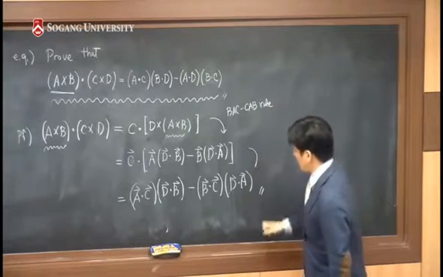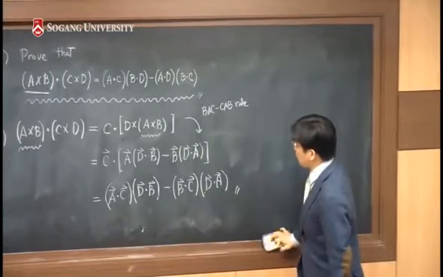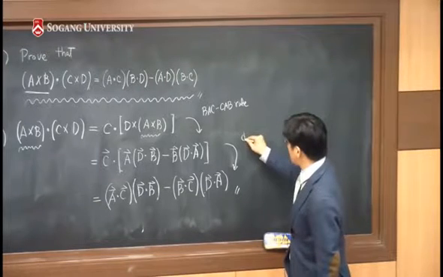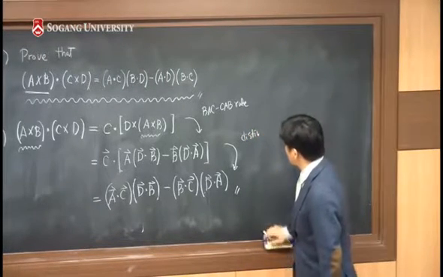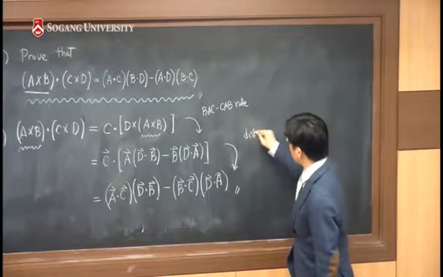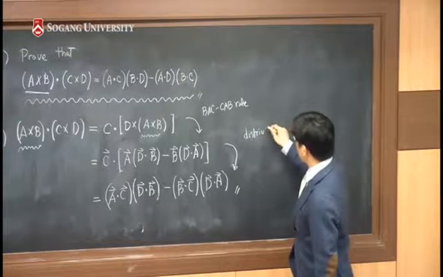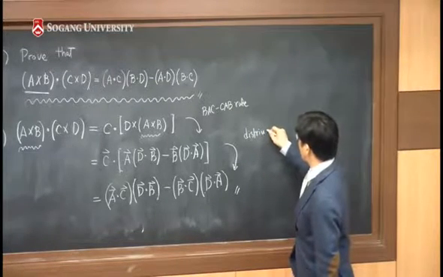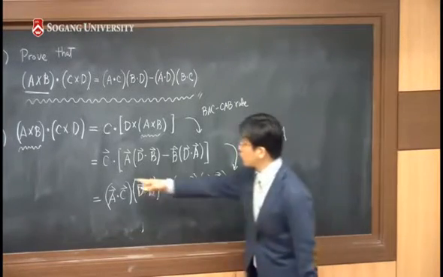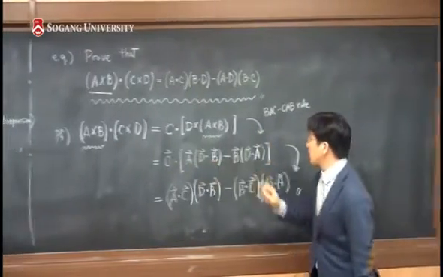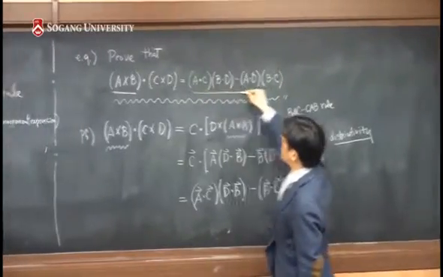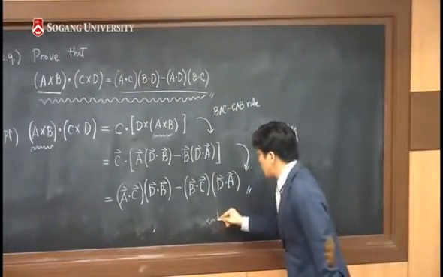Okay? And as you saw, from here to here, you use the distributivity. Okay? And so you just distribute C to the first term and the second term, and then you obtain this. And this is the same with the second term in the equation. So this is the end of proof.